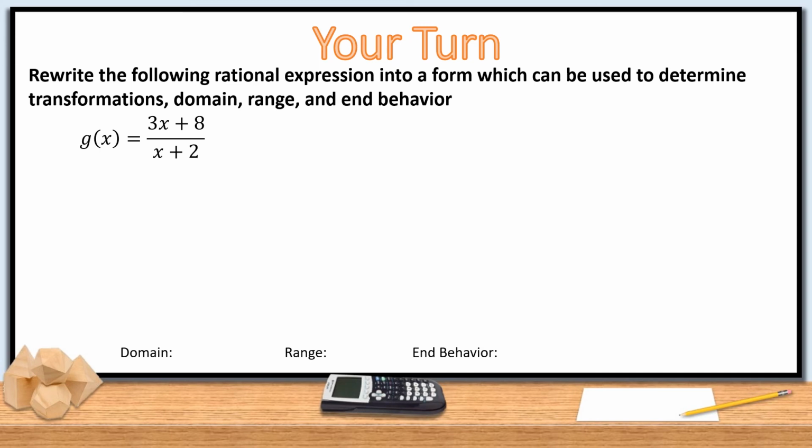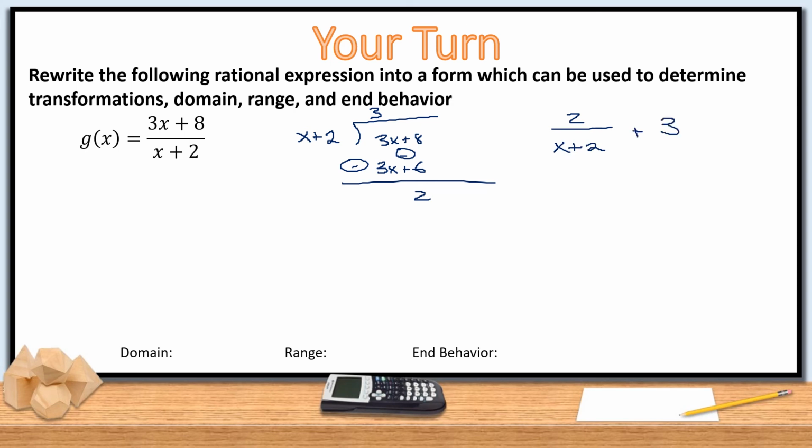All right, so we got x plus 2 into 3x plus 8, so this is going to be a 3. So that means we've got 3x plus 6, subtract, we get 2 as the remainder, so we're going to have 2 over x plus 2 plus 3, so that means my a value is 2. Now you can leave it up on top of the fraction like that, or what I like to do is just erase it or cross it out, move it to the a spot so I can see clearly where it is, and put that 1 back where it belongs. So you're just factoring out the 2.